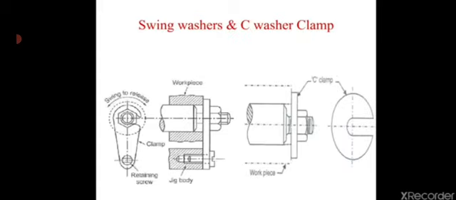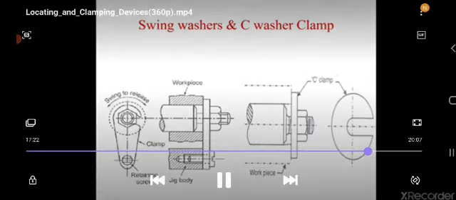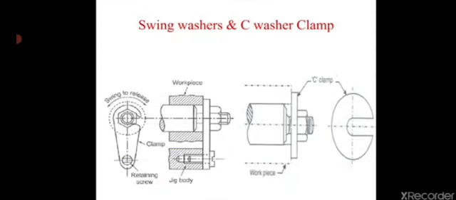Next, we will discuss the different types of quick acting clamps. There are different types of these quick acting clamps. The first one is swing washer and sieve washer clamp. A swing washer is shown in that figure. It makes use of a nut smaller than the opening in the component. When the clamp is used, the workpiece can be unloaded without removing the nut.